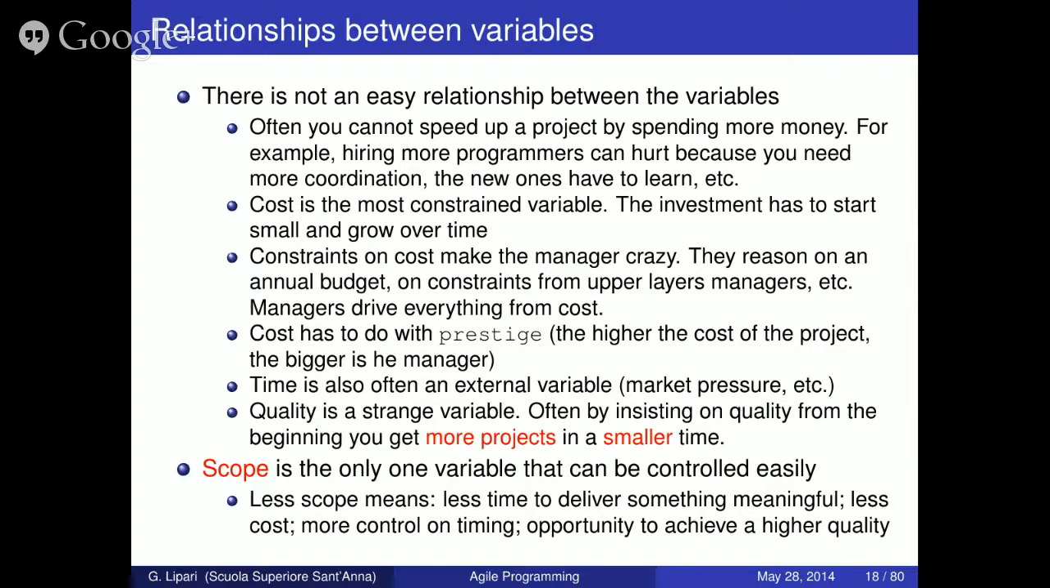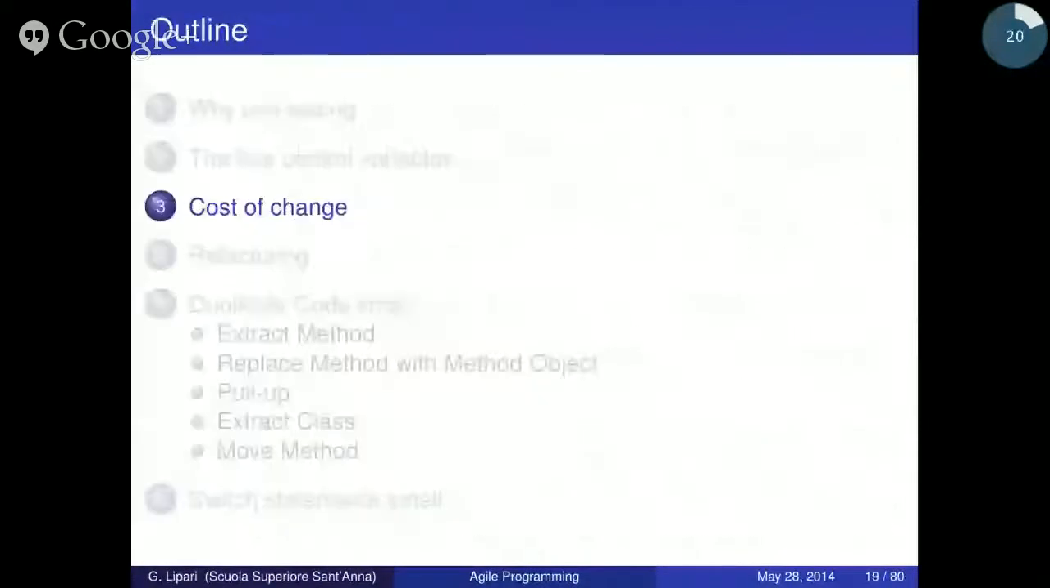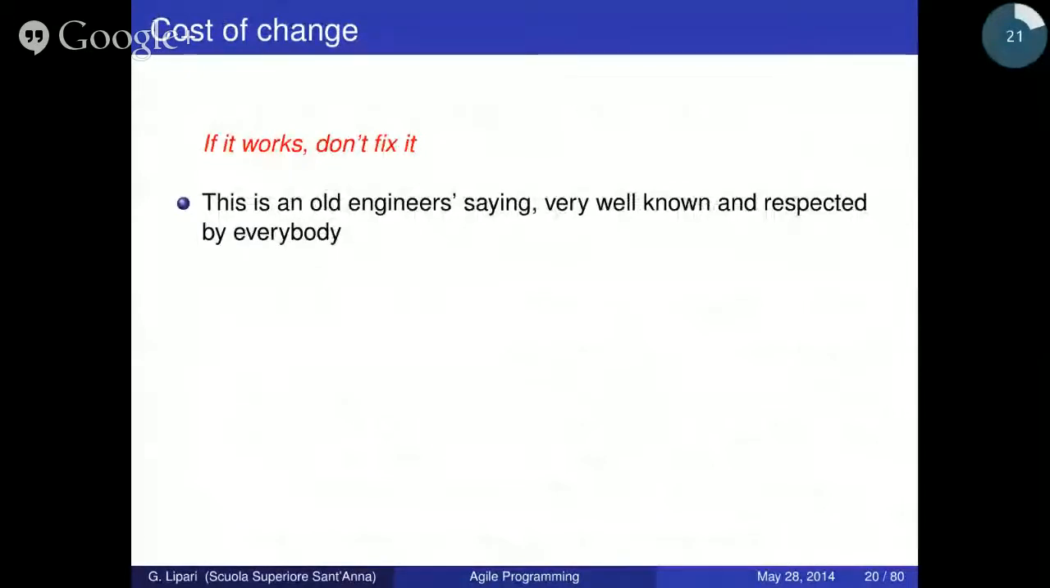The only thing you can really control more easily is scope. Scope means the amount of features you are going to develop in one cycle of development. Less scope means less time to deliver something meaningful, less cost, more control on timing, and the opportunity to achieve a higher quality. So we are going to reason on these four variables in the following slides. But before that, let's reason on the changes in software, and in particular the cost of change.